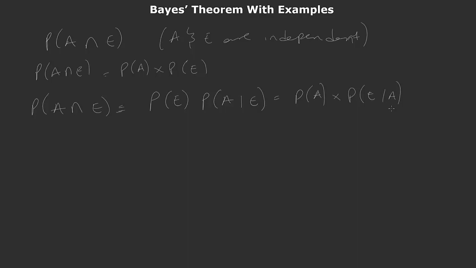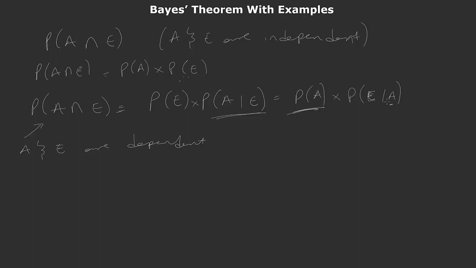So what's the difference here when A and E are dependent? The key difference is, if you notice, we still have the probability of E here, but here is where we've got a difference. Once they are dependent, you are going to multiply by the conditional probability of A, given that E has occurred. But if you choose to start with the probability of A, then you are going to get the probability of E, given that A has occurred.